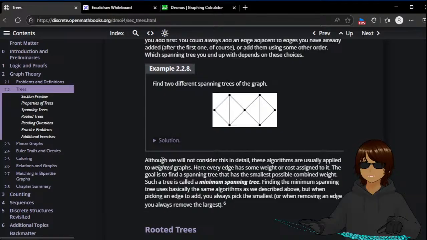Although we will not consider this in detail, these algorithms are usually applied to weighted graphs. Here, every edge has some weight or cost assigned to it. The goal is to find a spanning tree that has the smallest possible combined weight. Such a tree is called a minimum spanning tree. Finding the minimum spanning tree uses basically the same algorithms as we described above. But when picking an edge to add, you always pick the smallest, or when removing an edge, you always remove the largest.